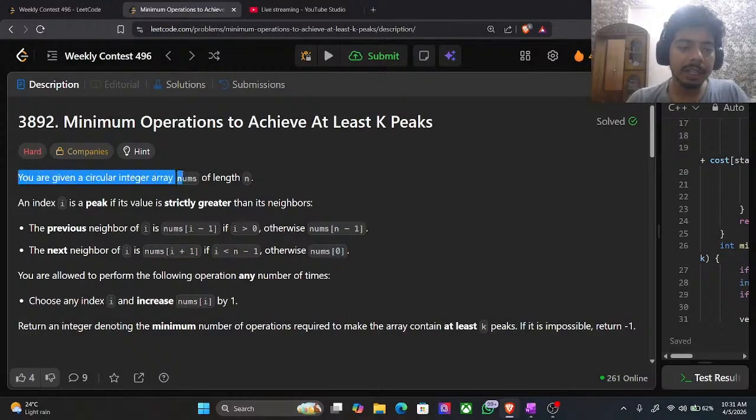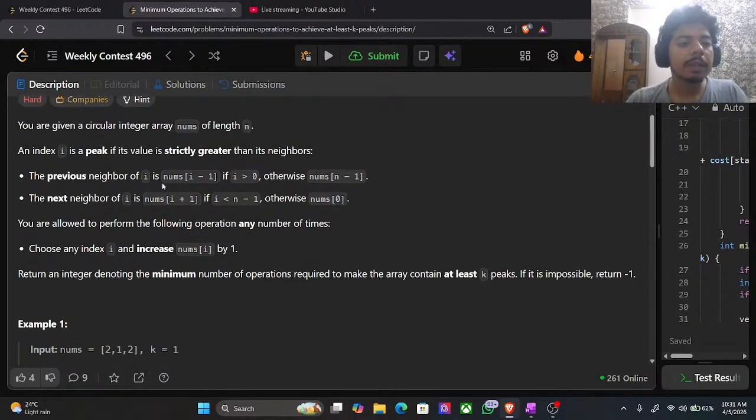You're given a circular integer array nums of length n. An index i is a peak if its value is strictly greater than its neighbors. Okay, so I understand, right? So you have a circular array, so the first element and the last element can also be peaks depending on their neighbors.